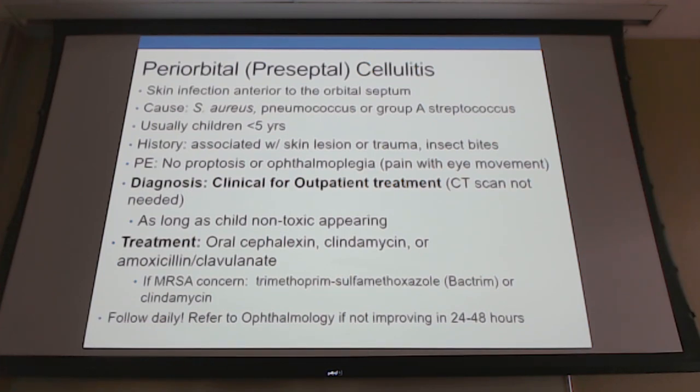It's really a cellulitis of the skin around the eye. Really, functionally, all this is, is cellulitis of the skin around the eye. Most of the time with Staph aureus or strep, any of your skin bacteria, typically kids under the age of 5.